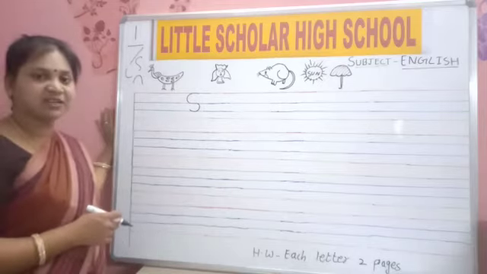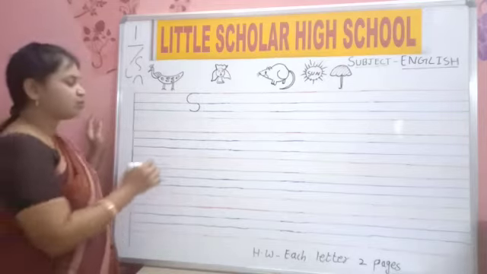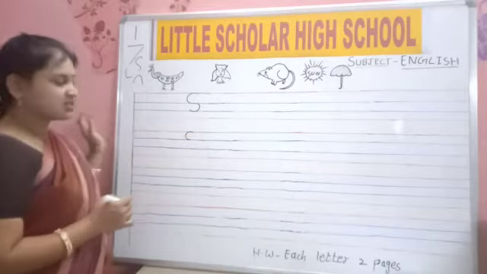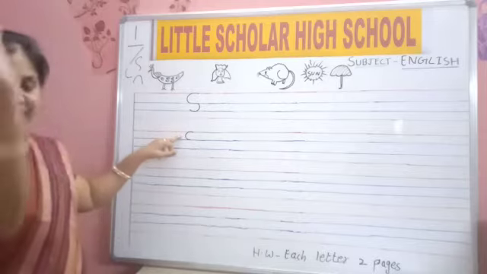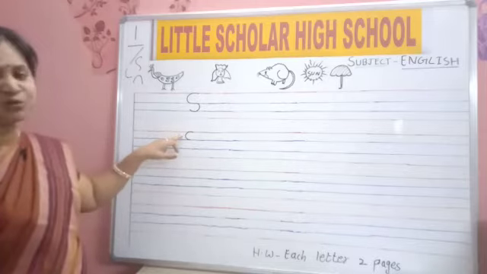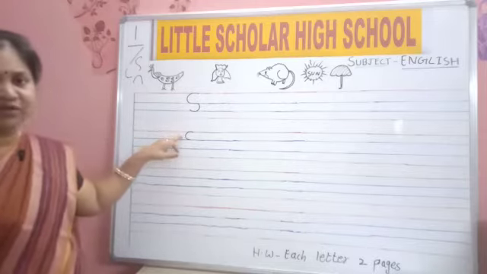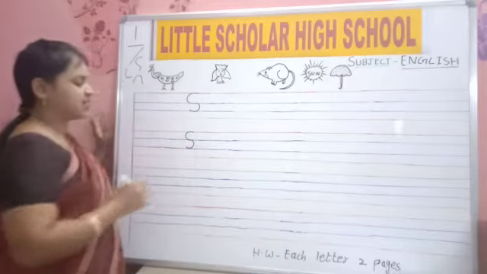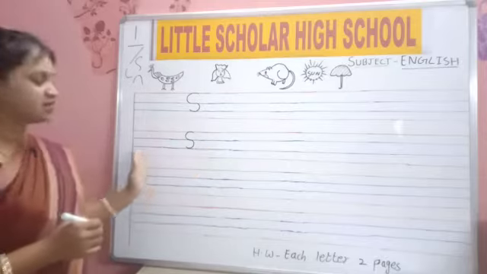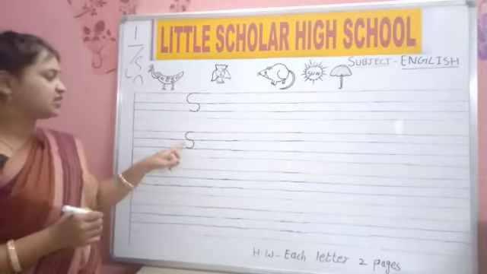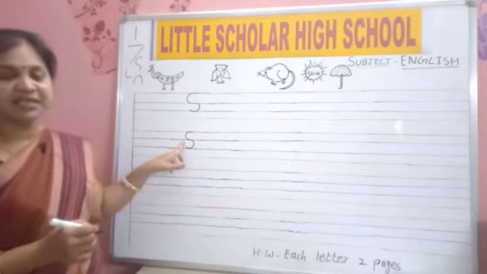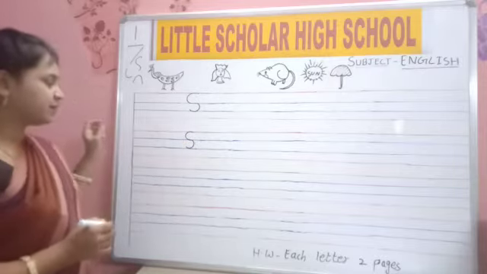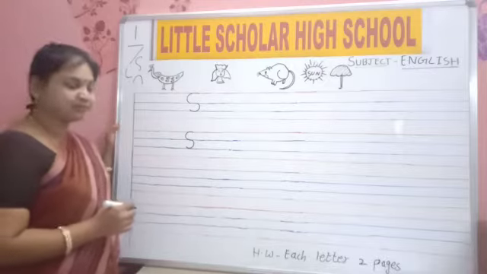Once again, shall we write S? How to write S? See the board. One curve, like this. This is small c. We learned capital C, big C, no? This is small c. In one line only we are writing small c. Then one more c this side. One c that side, one c this side. So which letter is this? Capital S. S for sun.